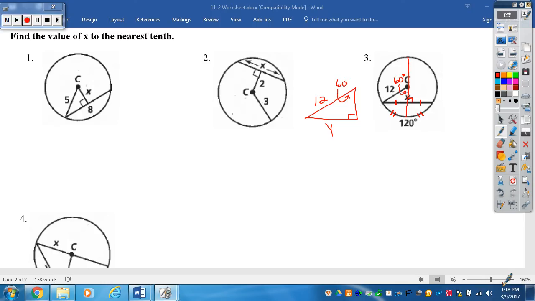Okay. So you can do one of two things. You can either use your 30, 60, 90 triangle rules, or you can use your trig functions. Now, it's going to be a lot easier to use your 30, 60, 90 triangle rules, but if you don't remember them, I totally understand. I mean, they're easily forgotten, but let me just reiterate how to find that.